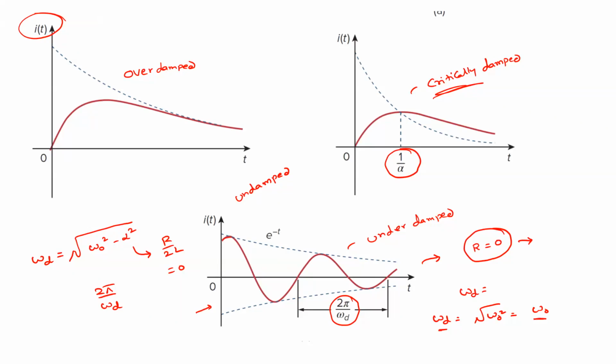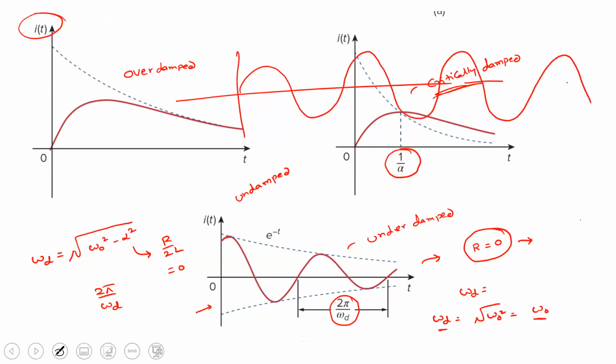Will it reduce to 0? No, sir. The circuit consists of only an inductor and a capacitor, right? So the energy stored in the inductor is transferred to the capacitor, and the energy stored in the capacitor is transferred to the inductor. That means the response will be oscillatory, with constant amplitude.